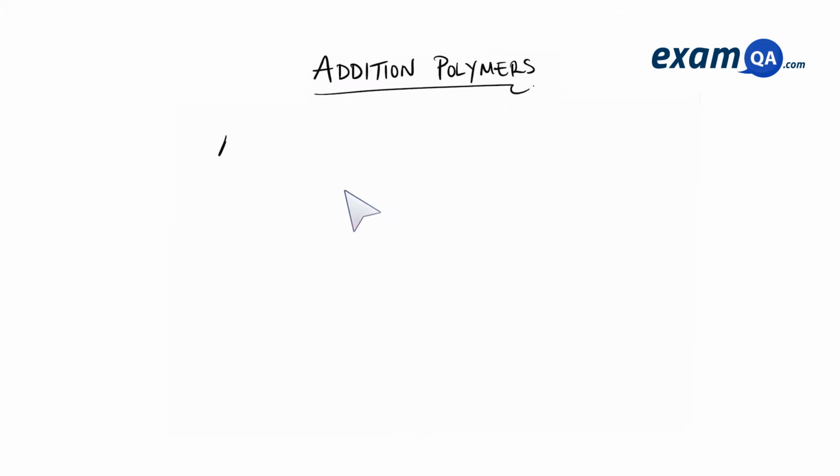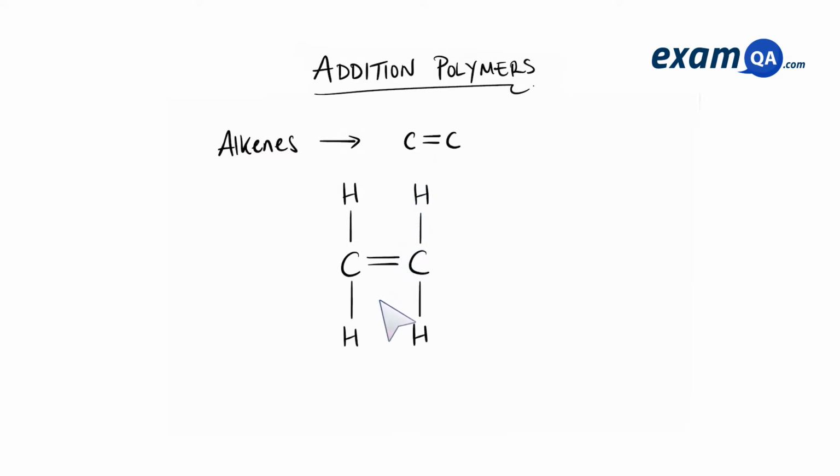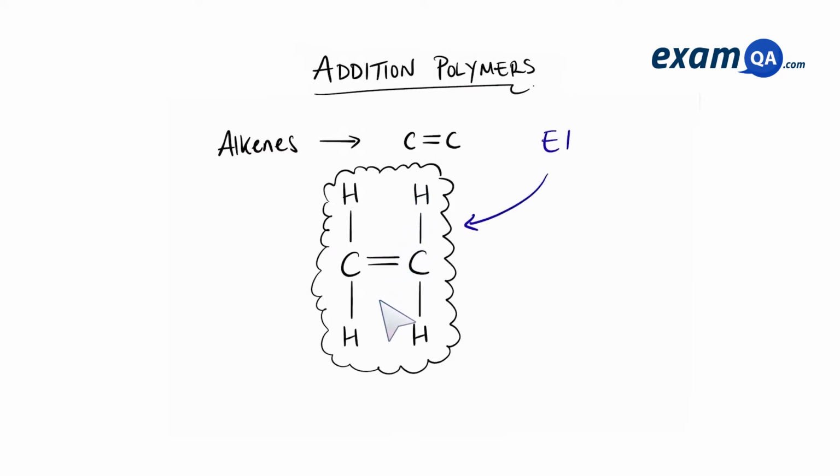In this video, we're going to be talking about addition polymers. Now, in a previous video, we spoke about what alkenes and alkanes were. Addition polymers stem from alkenes. Alkenes are hydrocarbons which have a carbon-to-carbon double bond. An example is the following. This alkene is called ethene because it has two carbons.